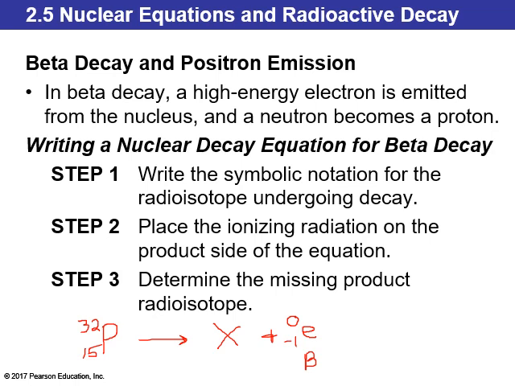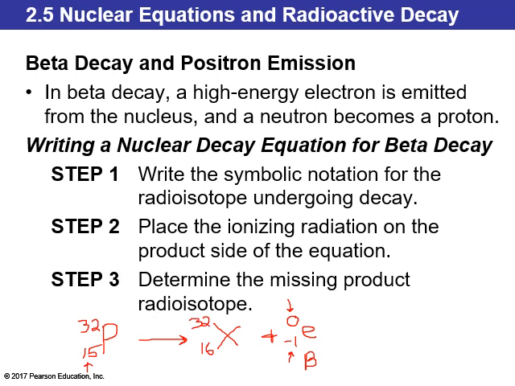So to balance things here, I have a 15 for my atomic number on the reactant side. So on the product side, I have to total up to 15. I've got a -1 here, so I need 16. 16 minus 1 would give me 15 for my atomic number. So that will add up. I've got a 0 here, which means I don't have to change my mass number. So I've got 32. So what's my mystery element, X?